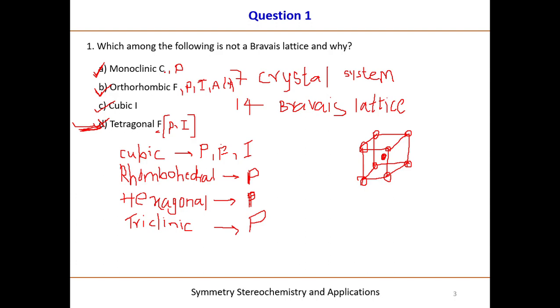Now, in case of cubic lattice, we have primitive, face-centered and body-centered Bravais lattice present. Now, in case of the tetragonal, we don't have face-centered lattice. Instead of that, we have primitive and body-centered lattice. Why we don't have the face-centered lattice? Because a tetragonal crystal system has a defining symmetry of a single four-fold rotation axis, and a face-centered tetragonal lattice does have this symmetry. So it must belong to the tetragonal system, but there is no face-centered Bravais lattice in the tetragonal system.